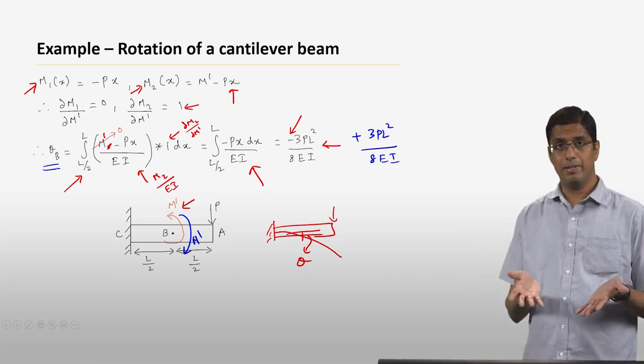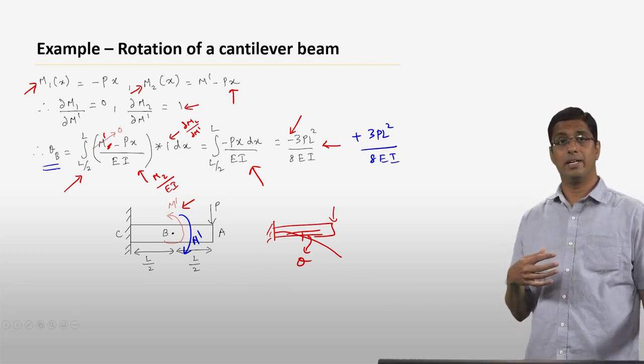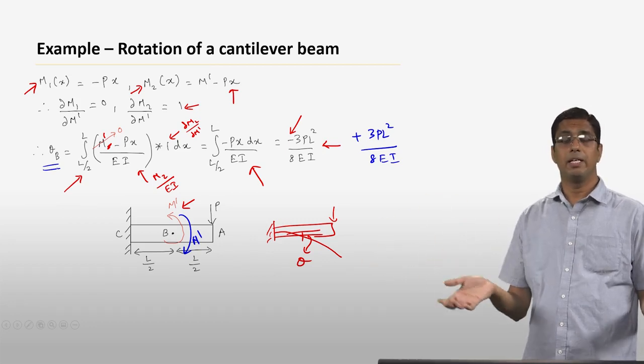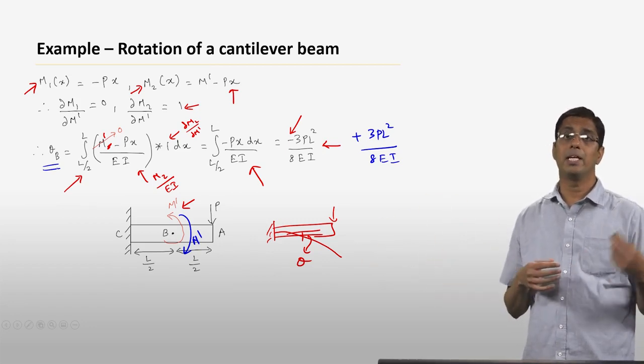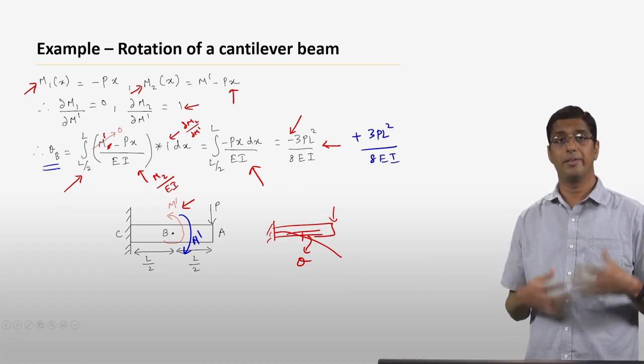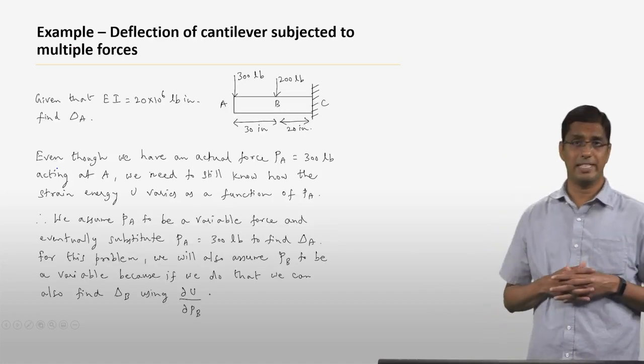So this example that we just looked at told you how you can find the rotation at a point that is different from where a force is acting. Now we are going to look at an example where there are multiple forces acting, and that will give you some more pointers on how to apply Castigliano's theorem. So let's look at this example.